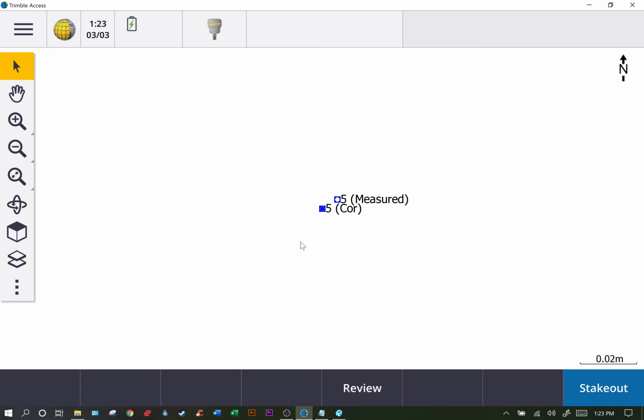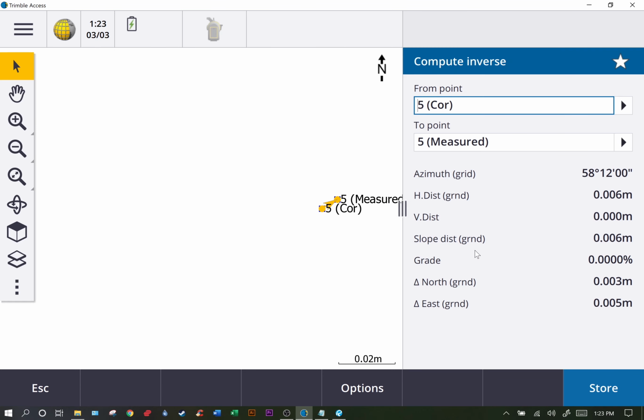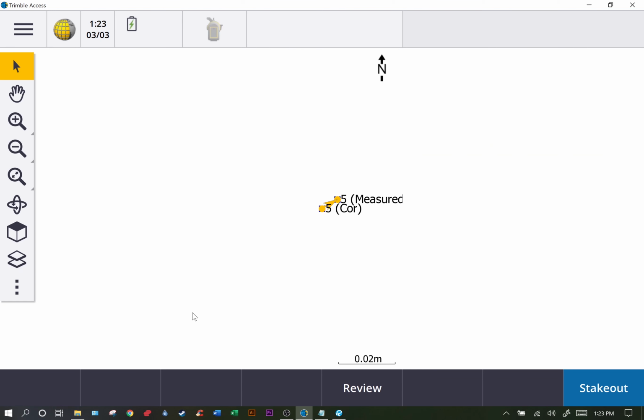So highlight those two, compute the inverse, and boom. My horizontal distance on the ground is 0.006 meters, or 6 mils, and then 3 mils in the north and 5 mils in the east. So that's good enough for me anyway.